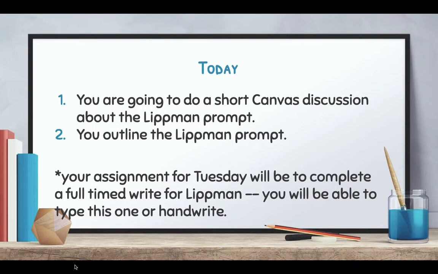So today we are going to do a short Canvas discussion about the Lippmann prompt. That's the indispensable opposition. It's the reading that you worked with last class on Wednesday. It's also going to be the reading that you are going to write a timed write to on Tuesday. So today your kind of homework is to take part in the Canvas discussion. I'll explain how that works. And then you're also going to outline the Lippmann prompt. So all that is a very, very short thing.